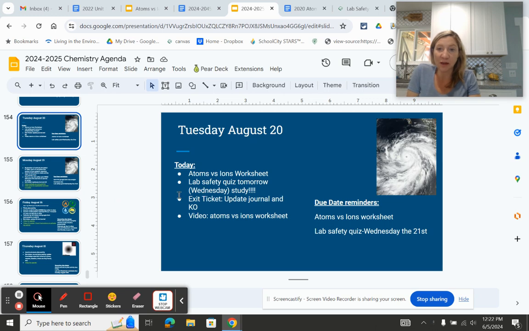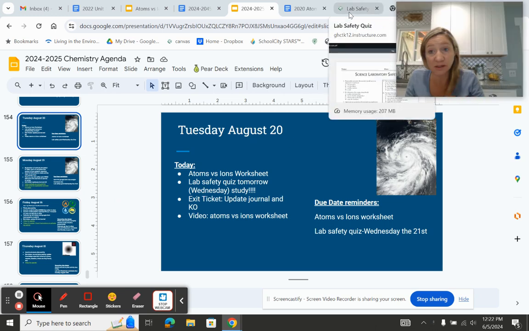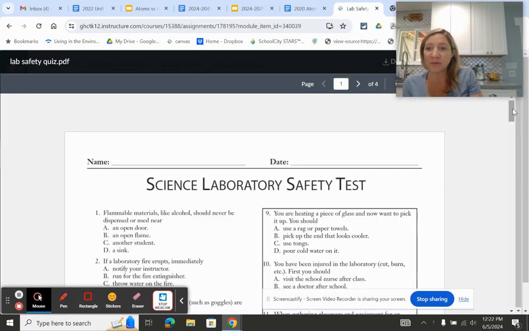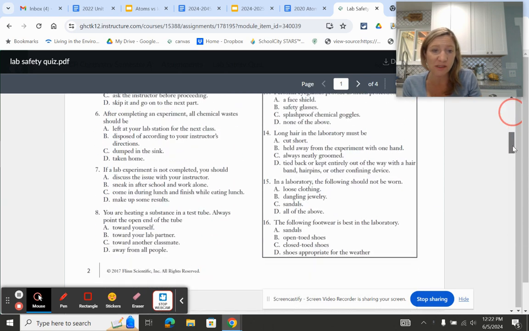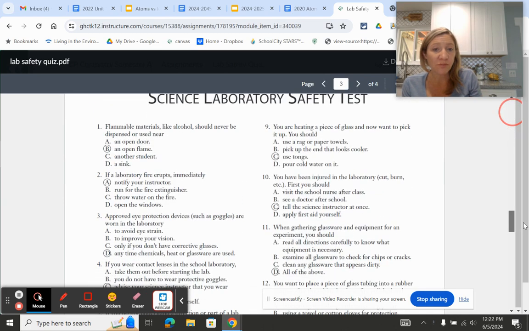First, I want to show you the lab safety quiz. Again, this is on Canvas. I don't have your class set up yet because I can't. But this will be in Canvas. This will be literally the questions that you're going to get. This is going to be the exact quiz. And then if you scroll down, you'll have all the answers.